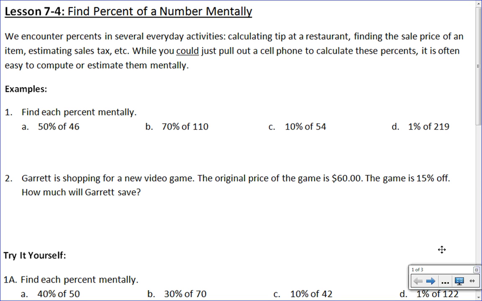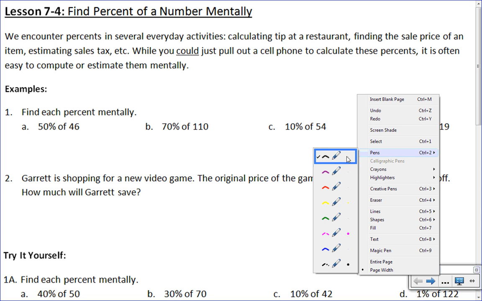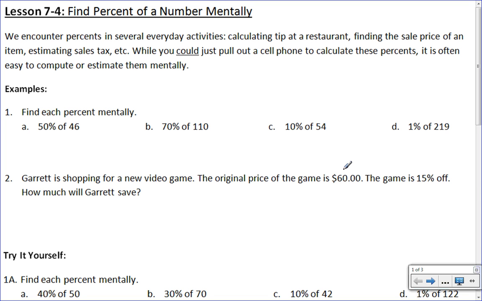And actually, most of the time, an estimate is usually sufficient. If you think about calculating a tip at a restaurant, you're not likely to leave the exact percentage to the penny. You're probably going to estimate it. So for some of these, it's perfectly acceptable just to estimate the amount. So let's see how we would go about computing these mentally.